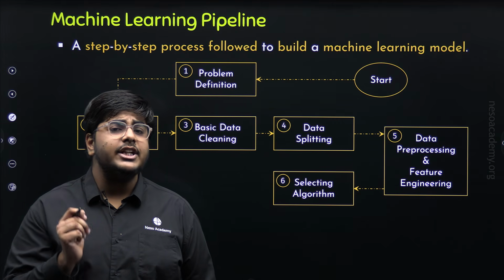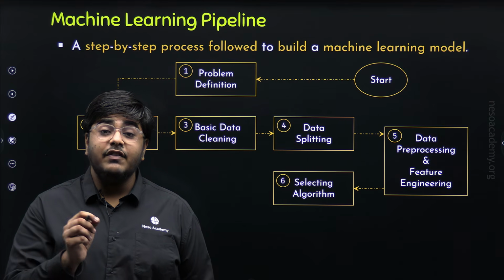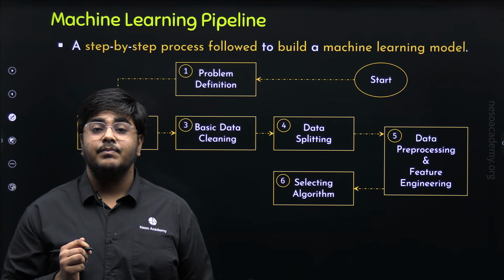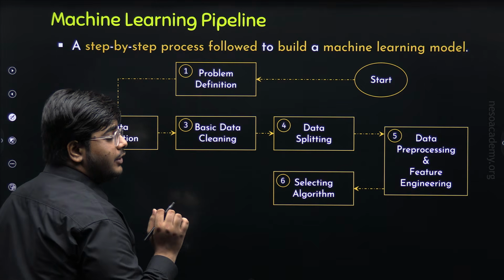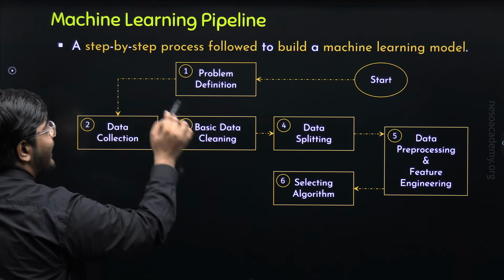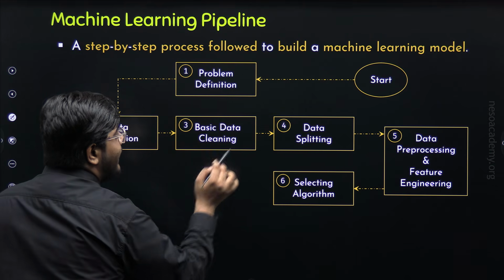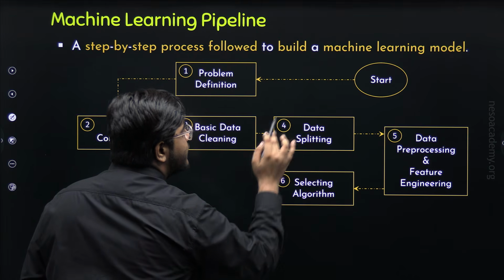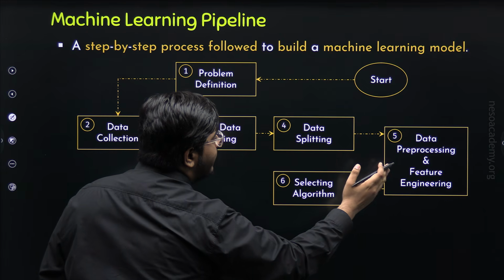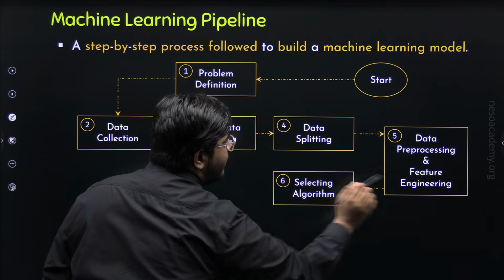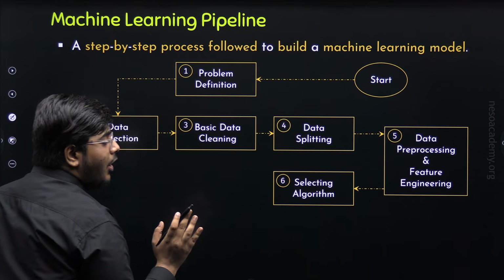If we choose a wrong machine learning algorithm, the machine learning model will give poor results, even if the quality of data is very nice. So this was step number 6, that is selecting a machine learning algorithm. So till now we have defined the problem statement, we have collected the data, we have applied basic data cleaning. After that, we have split the data into two parts, training and testing. After that, we have prepared the data, that is data pre-processing and feature engineering. And after that, we have selected an appropriate machine learning algorithm.